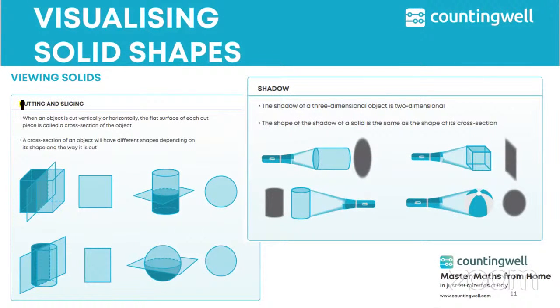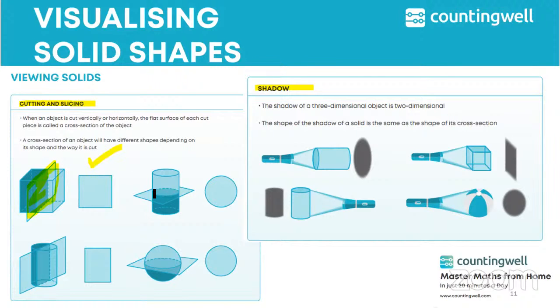Let us see how to view solids by cutting and slicing and by shadow. So when an object is cut vertically or horizontally, the flat surface of each cut is called the cross section of an object. So the cross section of any object will have different shapes depending upon its shape and the way it is cut. For example, here you can see a cube is cut in this way. So the cross section will be of the shape of square.